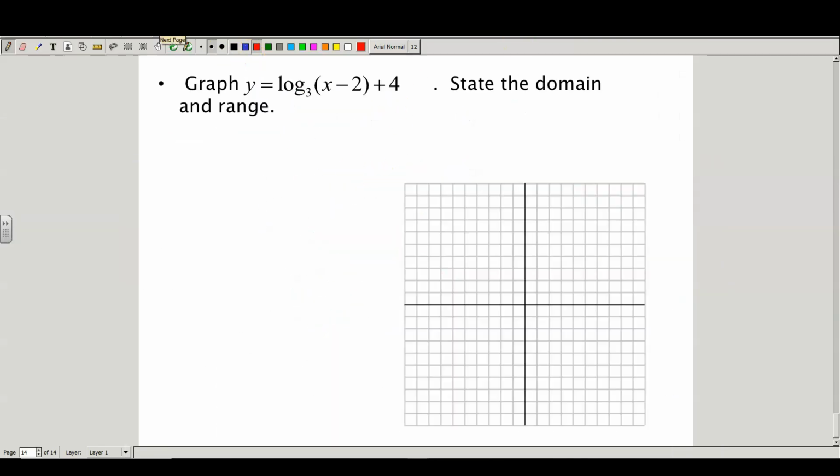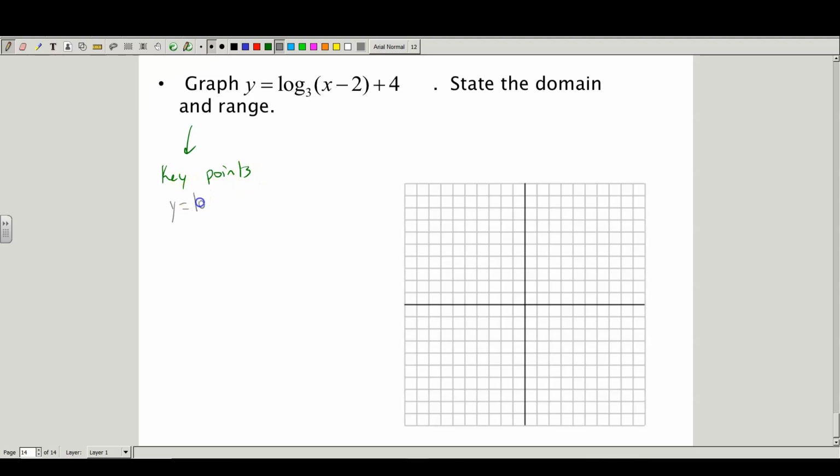Okay, so let's graph one of these. We're going to graph log base 3 of x minus 2, plus 4. We're going to state the domain and the range. So to do this, we're going to make some key points. What are my key points that I'm going to start with? The key points we're going to start with are really just going to assume that we have the same function, and we're just going to strip away the h and the k values.